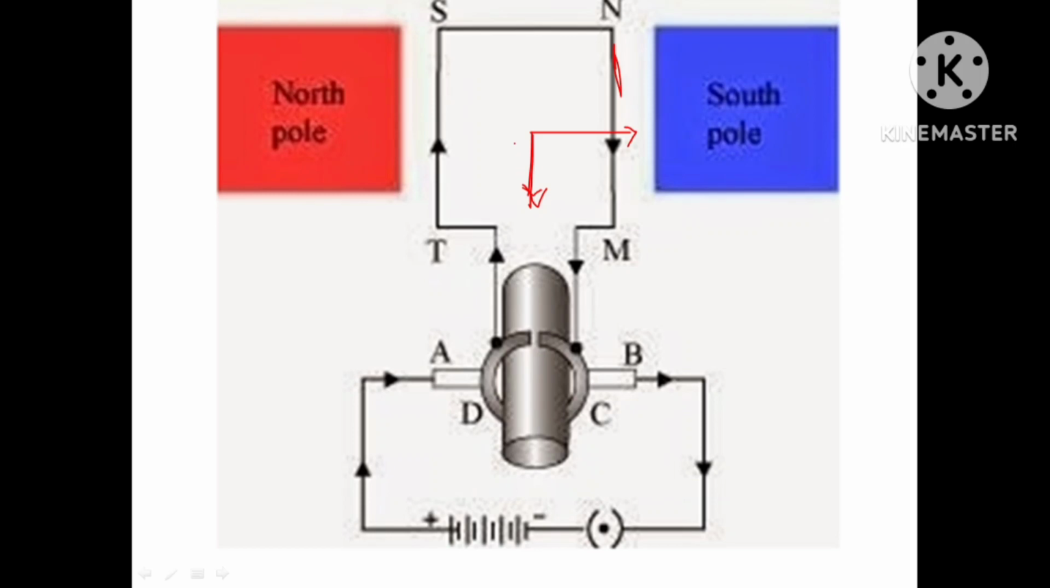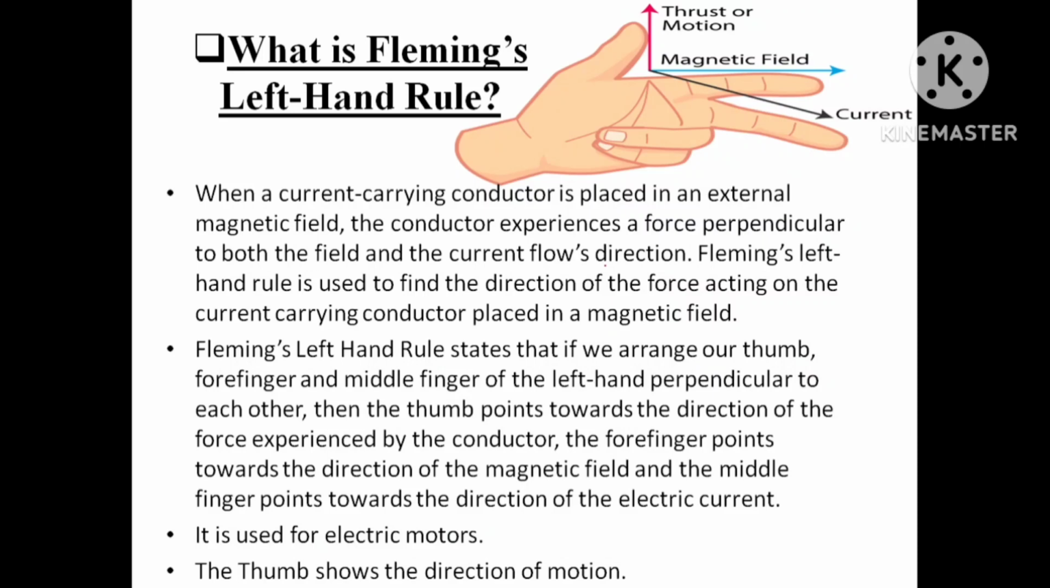Okay, so what does it state? When a current carrying conductor is placed in an external magnetic field, that conductor experiences a force perpendicular to it. Okay, we got it. This NM conductor will experience a force perpendicular to it. So the direction of this force or thrust will be determined by using Fleming's left hand rule. Okay, what does Fleming's left hand rule state?